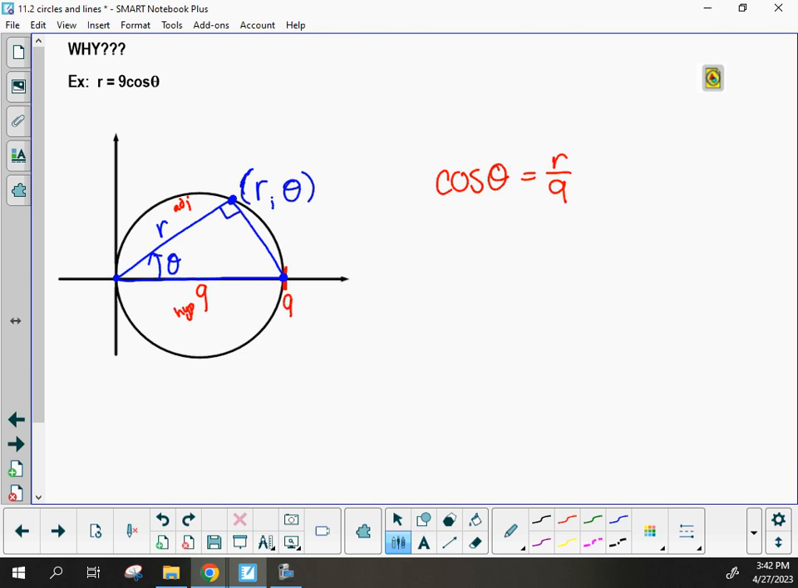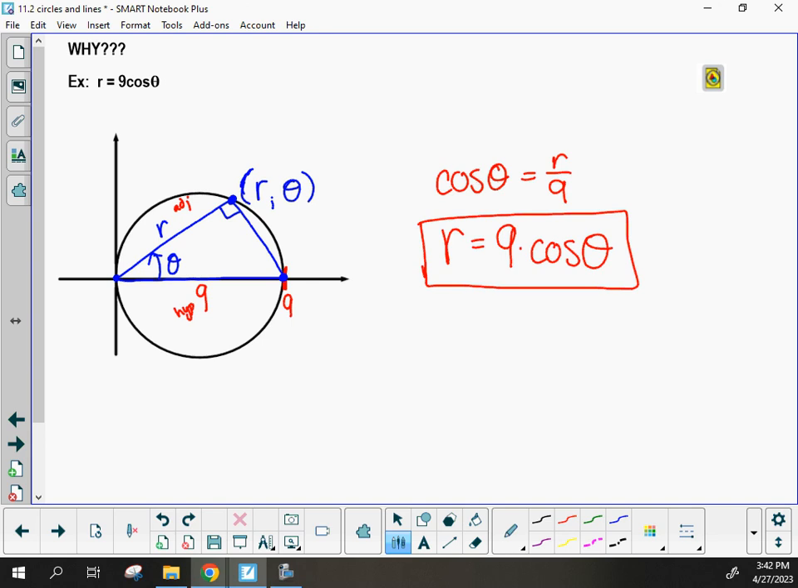Well, let's just get rid of that fraction. Let's multiply both sides by 9. R is equal to 9 times cosine of theta. That's the equation we were working towards. Took hardly any steps to get it algebraically in terms of the equation. It's all based on this diagram.